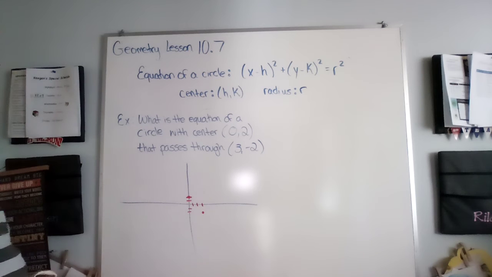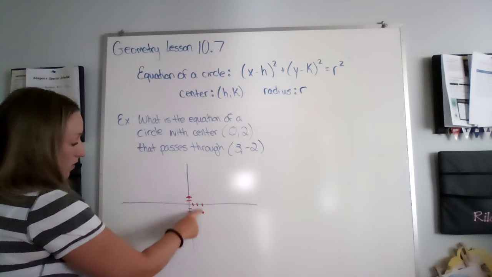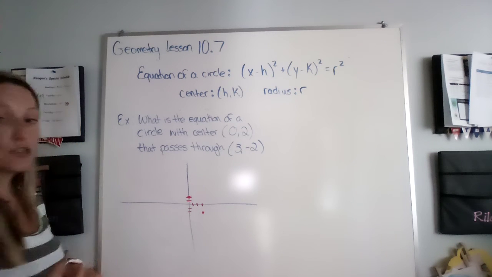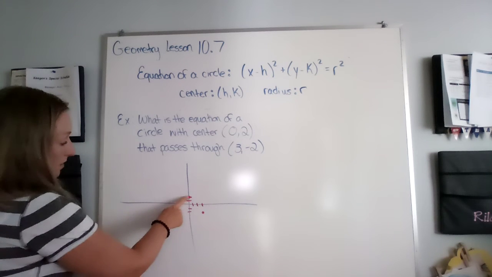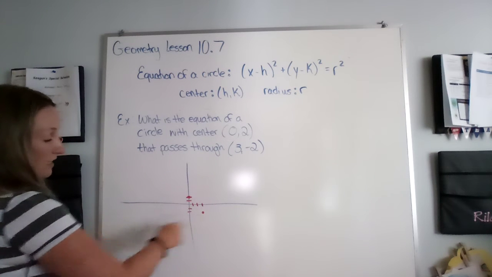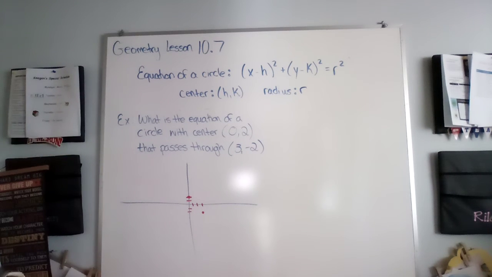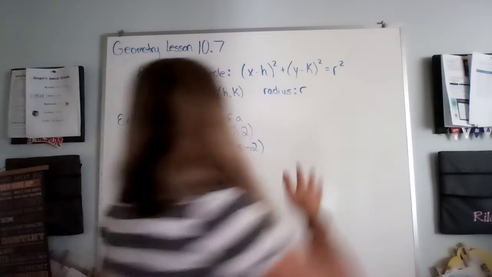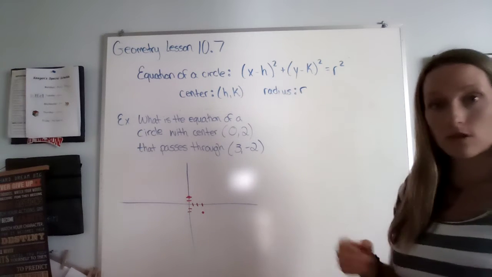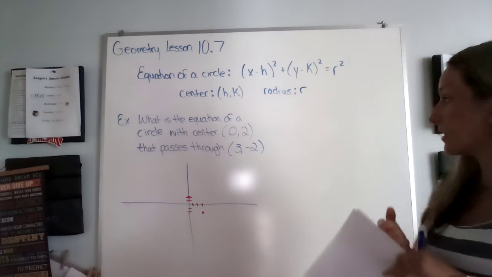I could do what I've done in the past where I draw a triangle and think about the Pythagorean theorem to get the radius length. I could use the distance formula, plug these 2 points into the distance formula to figure out the radius length, right? There's lots of options. Or I could simply work with the equation of the circle. Remember, when I'm working with the equation of the circle, I need h, k, and r. Those are the pieces of information I need in order to write the equation.